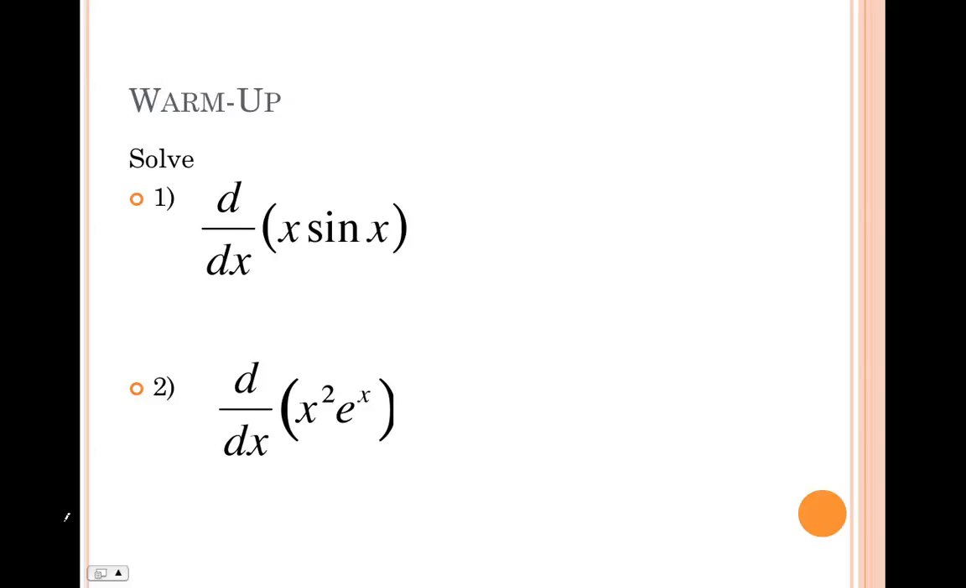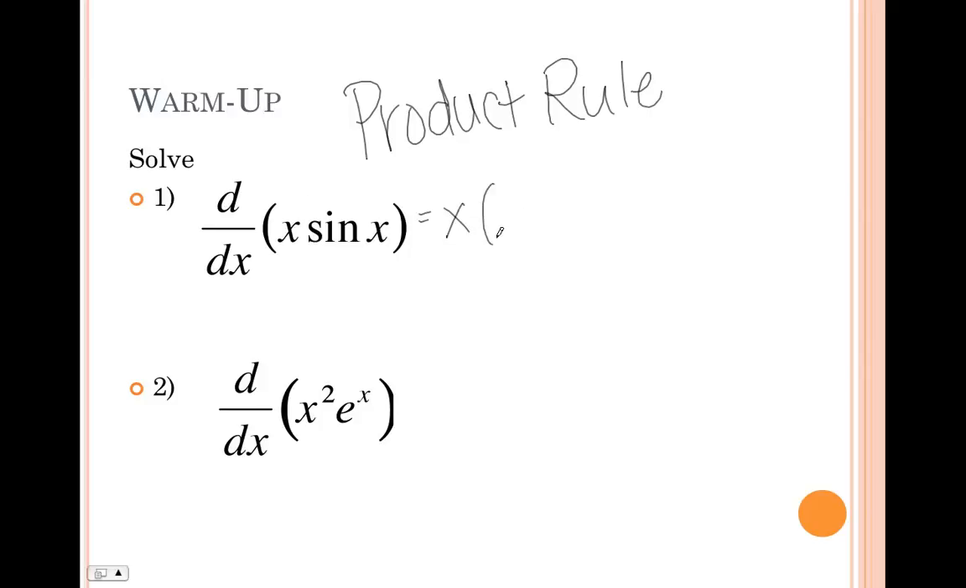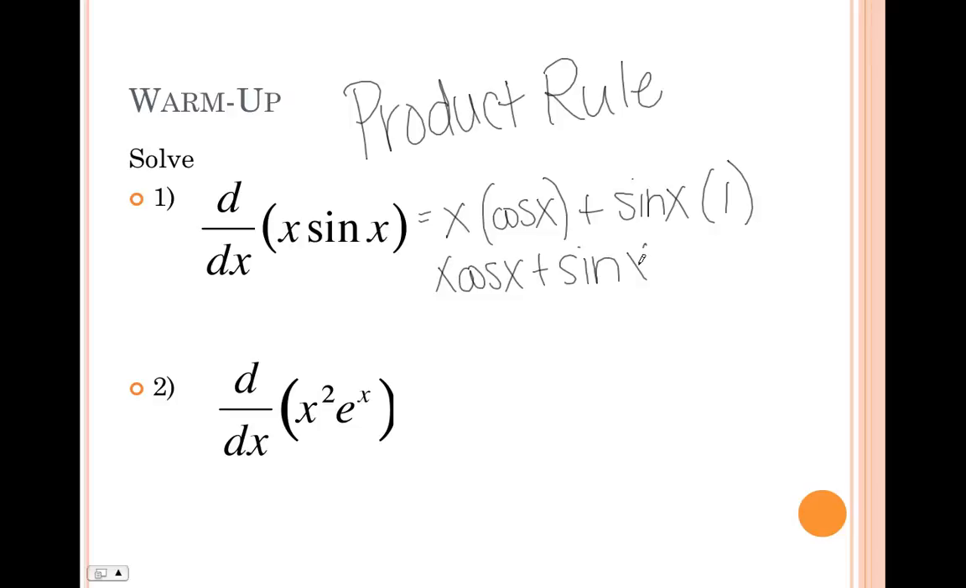All right, so I see that I'm taking the derivative of the product of two expressions here. And so what that means is that I need to use the product rule. And so I'm going to take the first times the derivative of the second, which is cosine x, plus the second times the derivative of the first, which gives me x cosine x plus sine x.